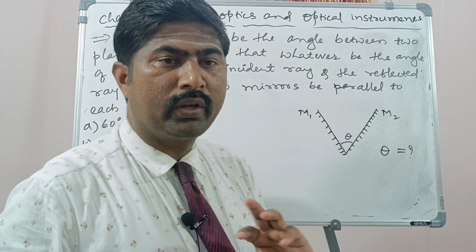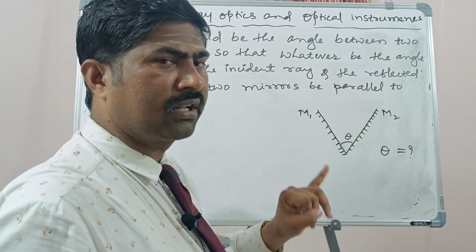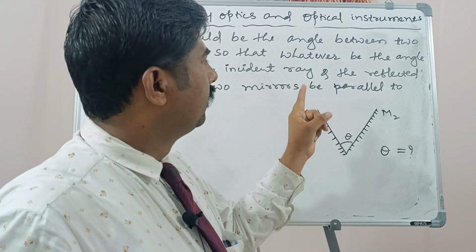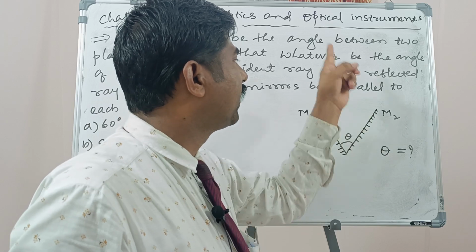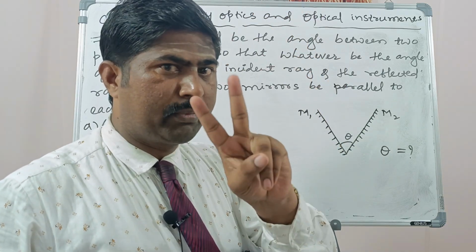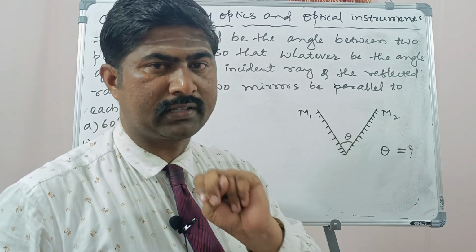They said two important things. One thing is your angle of incidence for the first mirror may be any way, whatever you take, and after reflection, the incident ray and reflected ray are parallel to each other. So by using these two conditions, we have to calculate the angle between the two plane mirrors.